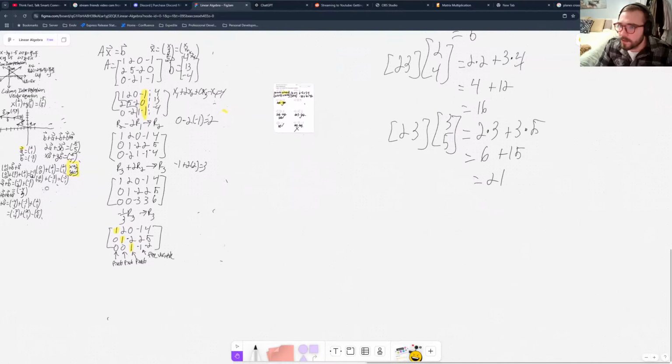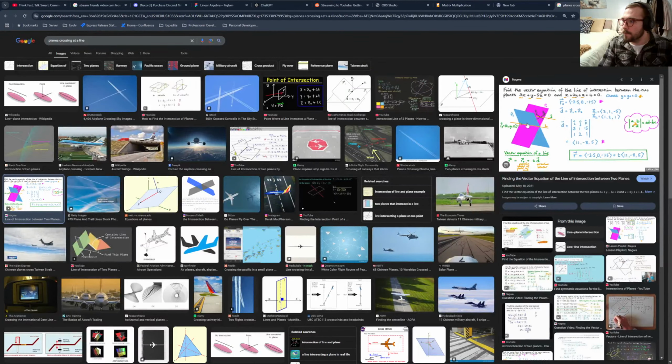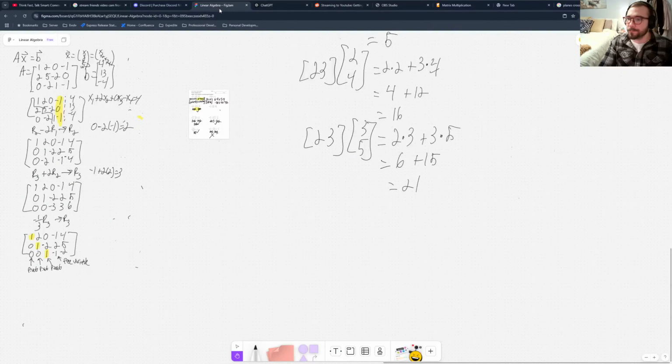So in this case, you can think of it like these planes meet at a line, and the pivot is going to be a point on that line. And then the free variable is where we scale through the line. Does that make sense? Yeah. So the pivot will be this point here. Boom. And then as you add the free variable, it's going to bring us to another point on the line. Okay.